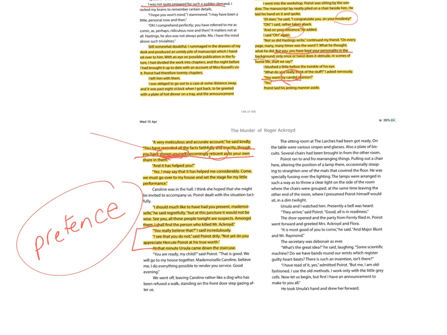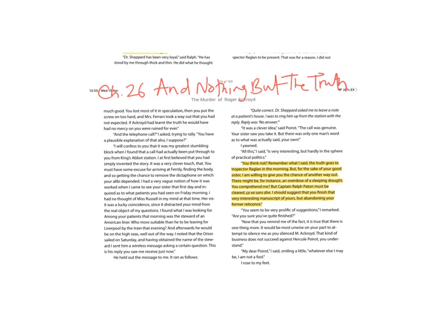So he's still maintaining that pretense and the illusion of being whiter than white and, the helpful doctor assisting the detective, all about to be brought crashing down with the reveal. And finally, the last mention of reticence here, as you can see in yellow, but Captain Ralph Patten must be cleared.